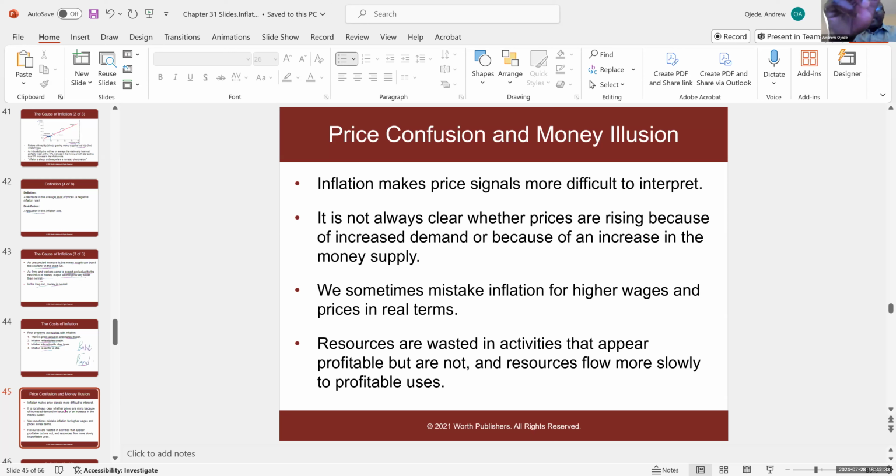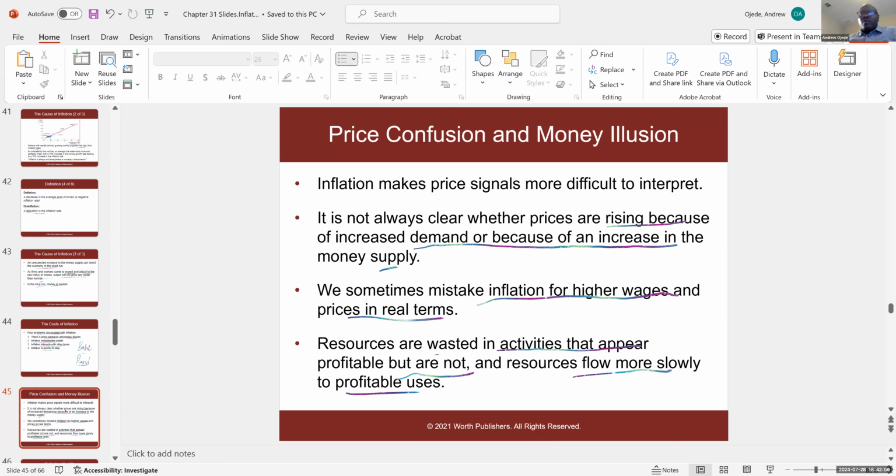But most importantly, it's not always clear whether prices are rising because of increased demand or because of an increase in money supply. We sometimes mistake inflation for higher wages and prices in real terms. That is not true. Resources are wasted in activities that appear profitable but are not, and resources flow more slowly to profitable users. I want to give you one example.